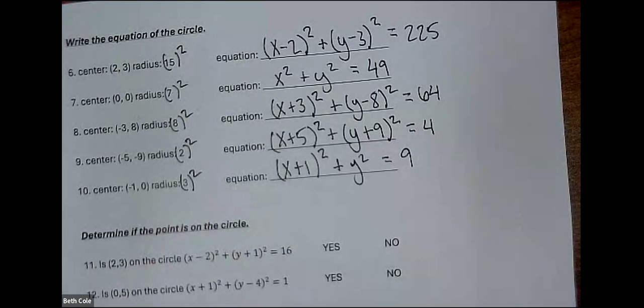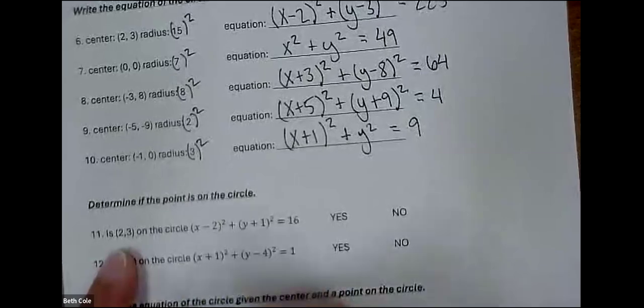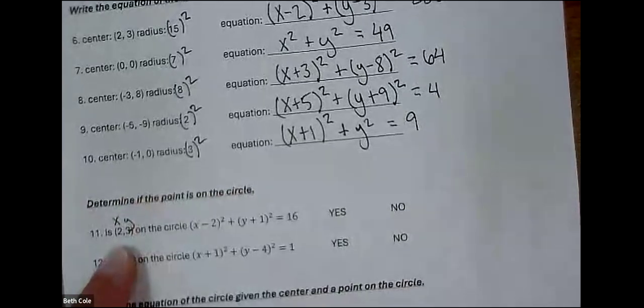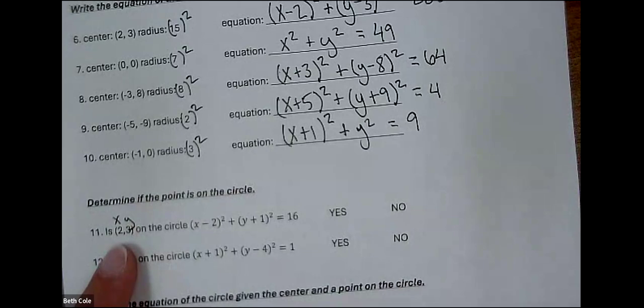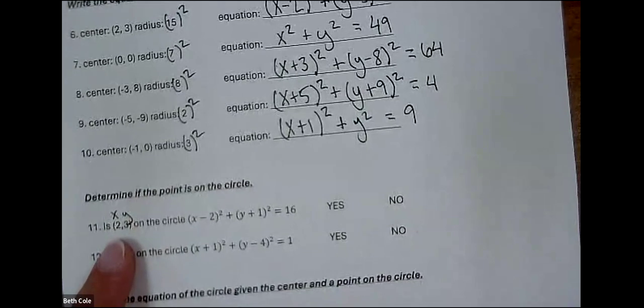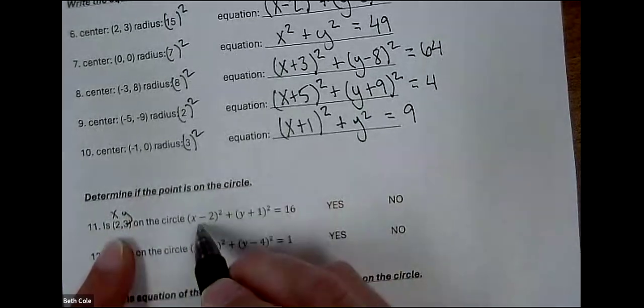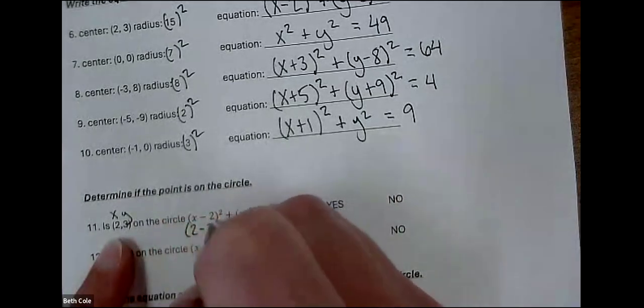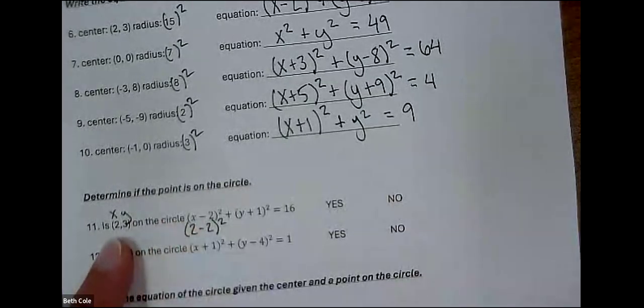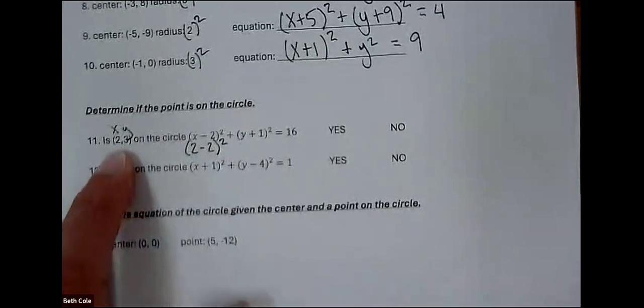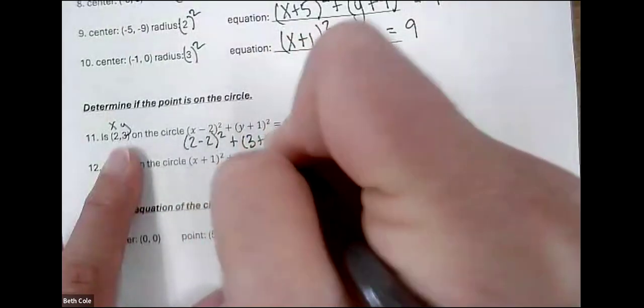For these next two, it's just a yes or no question. Is that point on the circle? All we're going to do is plug in 2 for x and 3 for y and just see if it comes out true or not. We're just going to test, and I'm going to use the calculator. So if I plug in 2 for x, that's going to be 2 minus 2 squared. I'm just taking the 2 and plugging it in. Plus, and then I'm going to plug in 3 for the y. So 3 plus 1 squared. I just plugged in 2 for x, 3 for y.